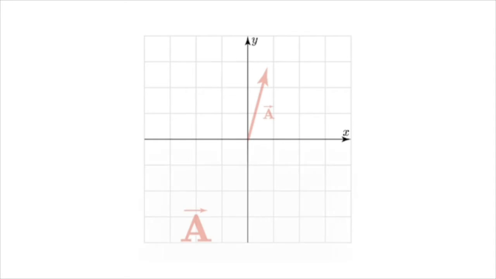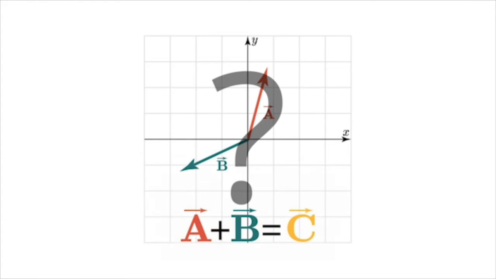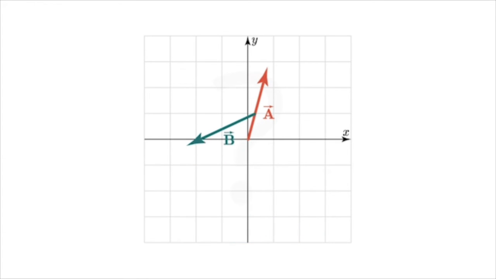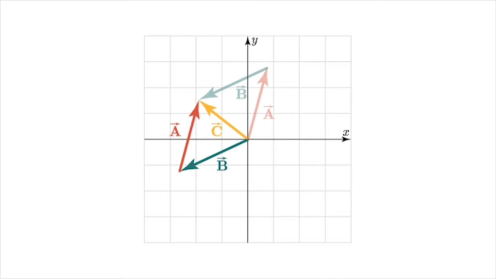Now let's look at vector addition. Here's a vector a, here's b. How do we add them graphically? We slide the tail of b to the head of a, and their sum is the vector drawn from the tail of a to the head of b. I could have also added a to b by sliding the tail of a to the head of b. You can see that this makes a parallelogram, and the sum, vector c, is just the diagonal of this parallelogram.